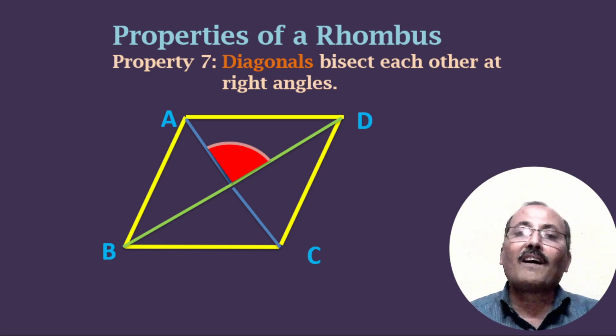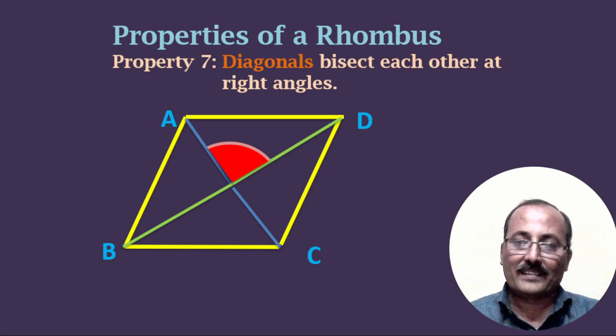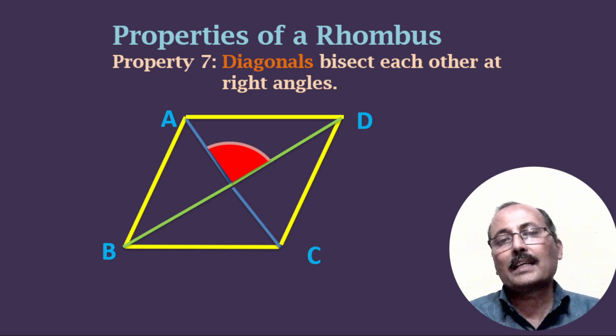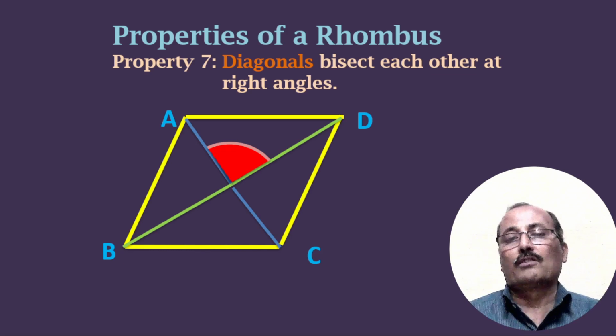Hence we have seen all the 7 properties of this rhombus. There is no fixed numbering such that 1, 2, 3, 4, 5, 6, 7 like that. I arranged here in that manner. You can keep in any order, and this can be combined and read also.